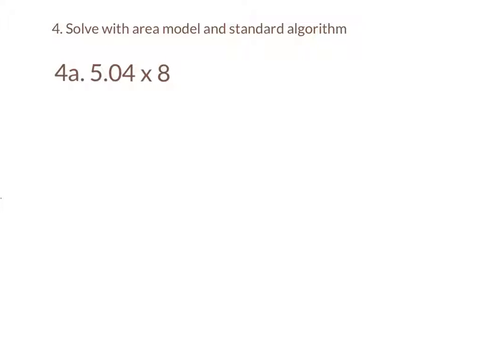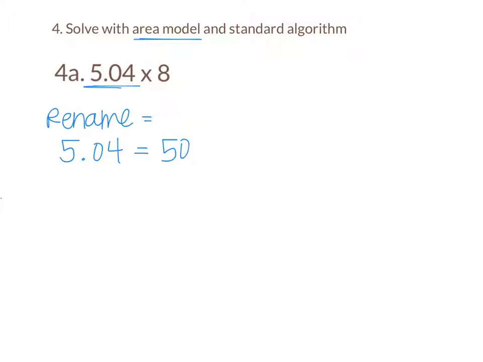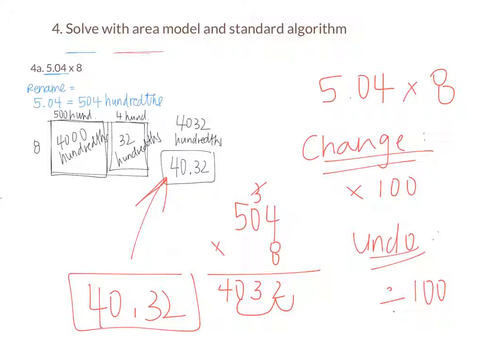So in order to do an area model, since we have decimals, we will need to rename. Okay. We can rename 5.04 as 504 what? Hundredths. Haley, how do we know that 504 hundredths is the same thing as 5.04? Okay, do you guys agree?